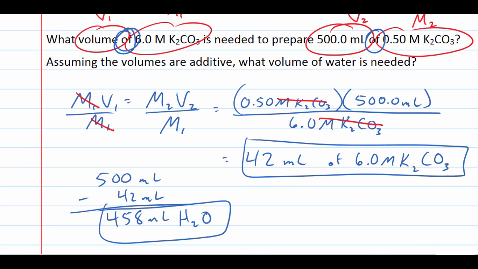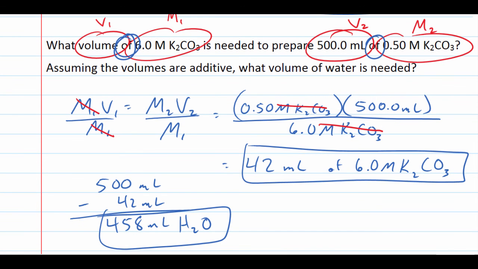So if we wanted to make 500 milliliters of solution, we need 42 milliliters of the 6 molar potassium carbonate. We added 458 milliliters of water, and we get our 500 milliliters of solution. So this kind of takes us through the calculations that we need for this chapter and for this exam.